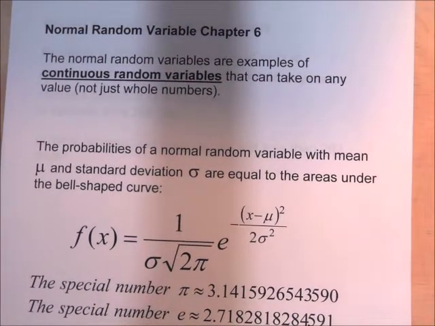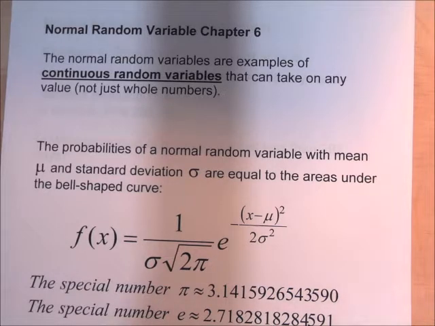Normal random variable, chapter 6. Normal random variables are examples of continuous random variables that can take on any value, not just whole numbers. We've already seen one example of a continuous random variable. That was the uniform random variable.